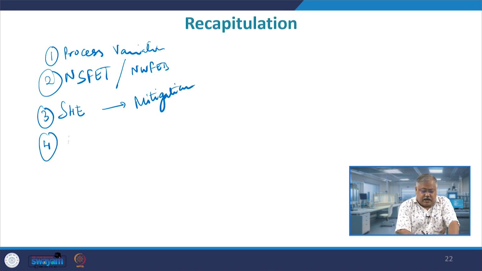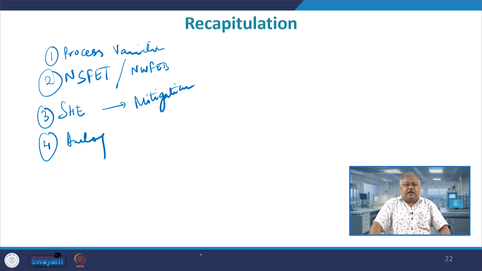Finally, we went into the analog perspective and saw some of the analog figures of merit which can be improved when we use nanowire with respect to nanosheet, and the primary reason had to do with GM and CGG changing with respect to the variations in the value of the structural parameters. With this we have almost finished the concept of nanosheet FETs.